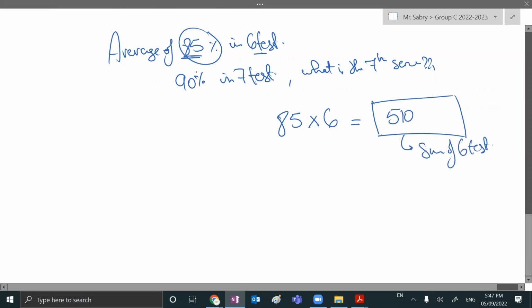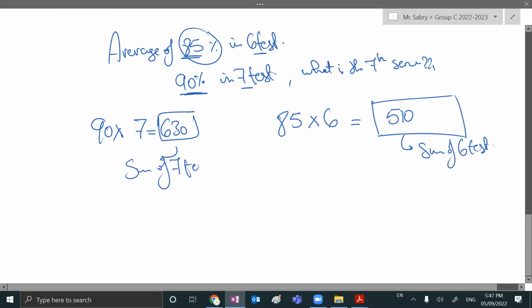Now I want to get an average of 90. Here's another average given. So I'll take the average, multiply it by the number, which here is 7. That would get me 630. That is the sum of the 7 tests. So what's the score of the 7th? 120. Well, subtract them. Yes, exactly.